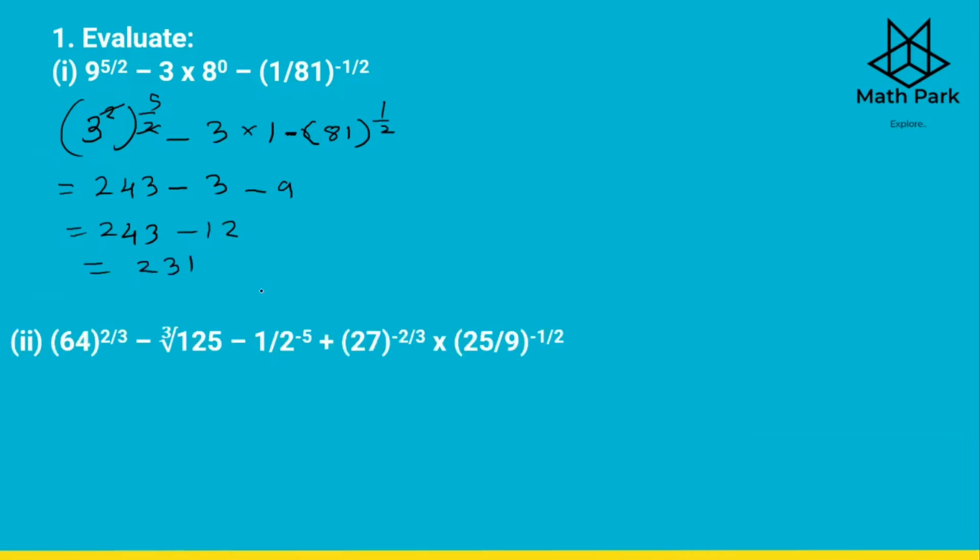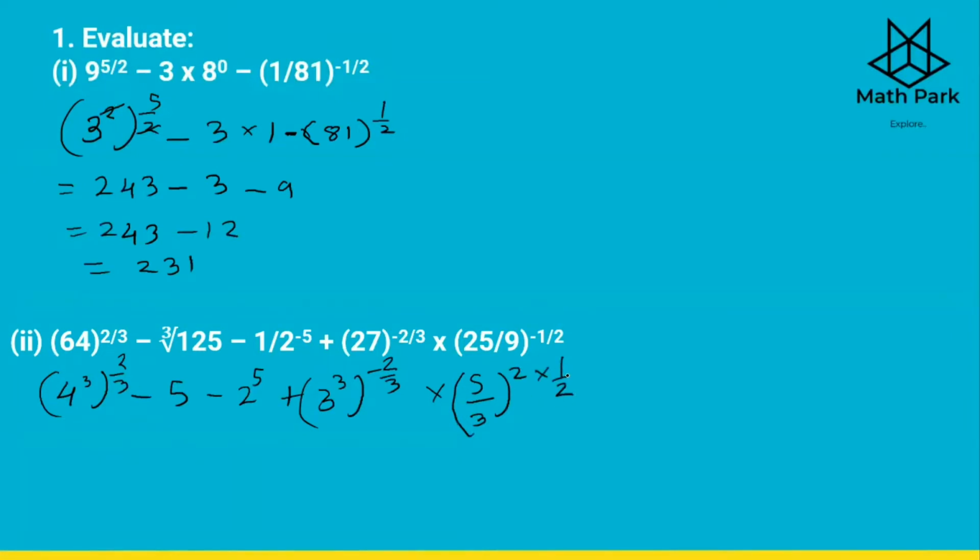Got it? The next question, question number 2. We have now 64 is the cube of 4, so it is 4 raised to 3 raised to 2 by 3. Cube root of 125 is 5. This 1 upon 2 raised to minus 5 becomes 2 raised to 5 when it goes up. Plus 27 raised to minus 2 by 3 is 3 raised to 3 raised to minus 2 by 3. And 25 is the square of 5, so it is 5 upon 9, which is the square of 3, so 5 upon 3 raised to 2, and this raised to minus 1 by 2.